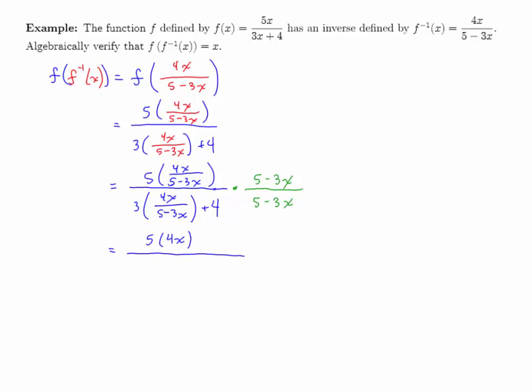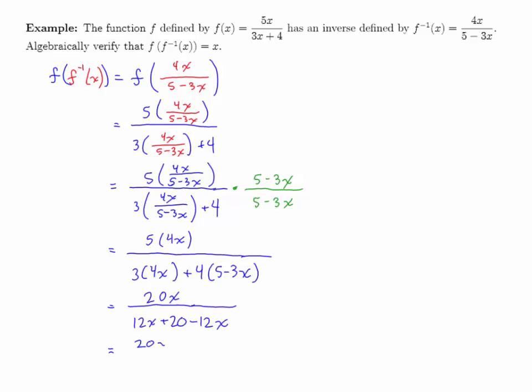But in the denominator, we have addition, so we're going to have to distribute across. So when it's applied to that first term, we're going to get 3 times 4x, and then it distributes. So we've got plus 4 times the quantity 5 minus 3x. At this point, we no longer have a complex fraction, so all we're going to do is simplify the numerator and denominator and combine like terms. So that numerator will be 20x, and that denominator will be 12x plus 20 minus 12x, which is then 20x over 20, which is, of course, just x.